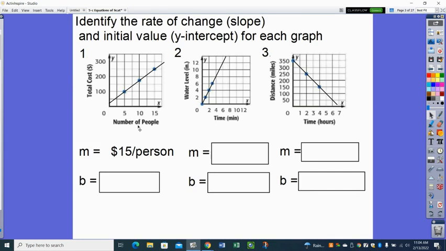Dollars per person. Remember, real world slope is basically its rate of change, and it's a unit rate. So we wouldn't leave 150 over 10. We'd divide it, top divided by the bottom, and we put our units in. Y unit over X unit.